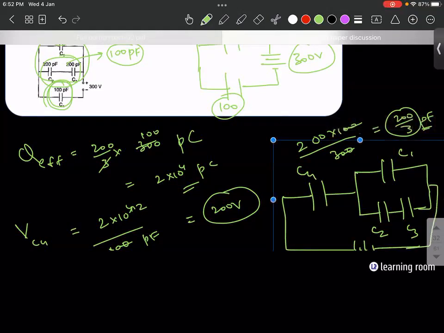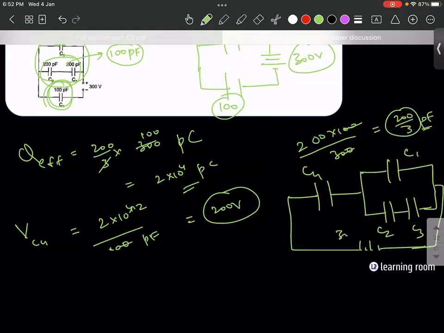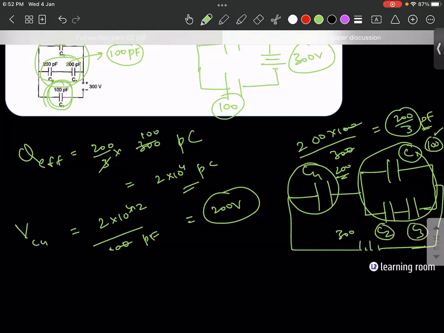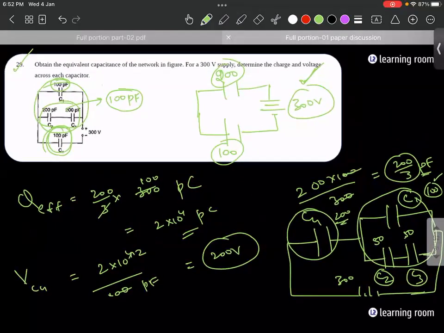Now tell me, this 300 volt is there, no? Out of this 300 volt, 200 is taken by this. So here, how much will it be? It will be 100. So out of 100, how much will be the voltage across C1? It will be 100 only. Correct. So what would be the voltage across C2 and C3? 50. Correct. So it will be 50 and 50. Right. Since you know the potential difference, they ask the voltage across each capacitor.